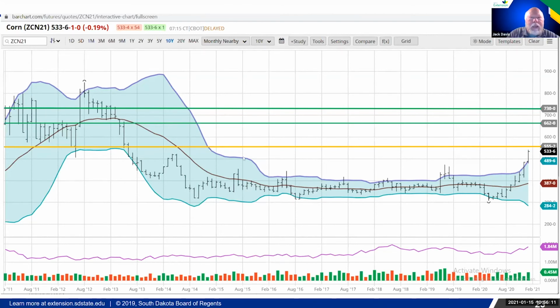The moving average is 20, and these Bollinger Bands is what is called two standard deviations off of that moving average. And I'll talk about it a little bit more on the next slide.